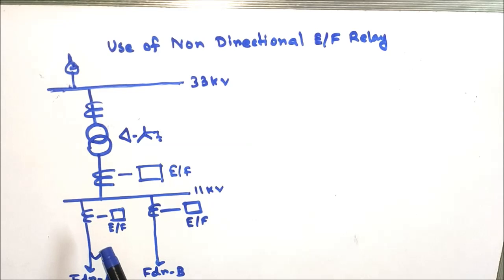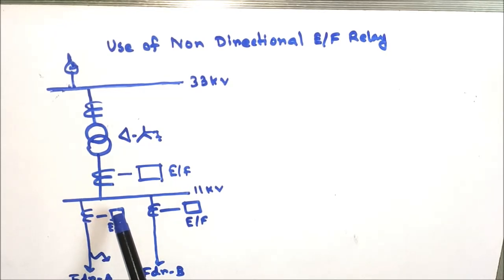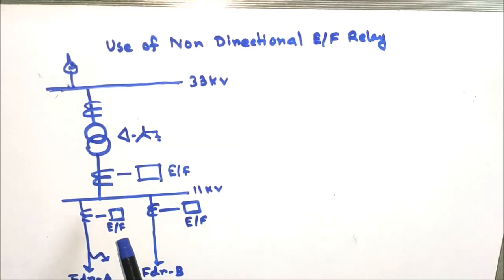Since the non-directional current relay senses the magnitude of the earth fault, the CT secondary connected to the relay will sense this earth fault as the sum of the three phase currents. As this earth fault current is greater than the relay setting, this relay sends a trip signal to clear the earth fault.